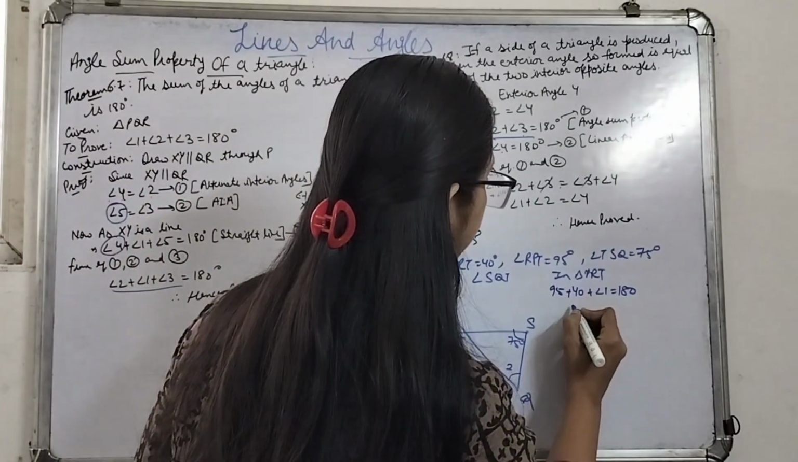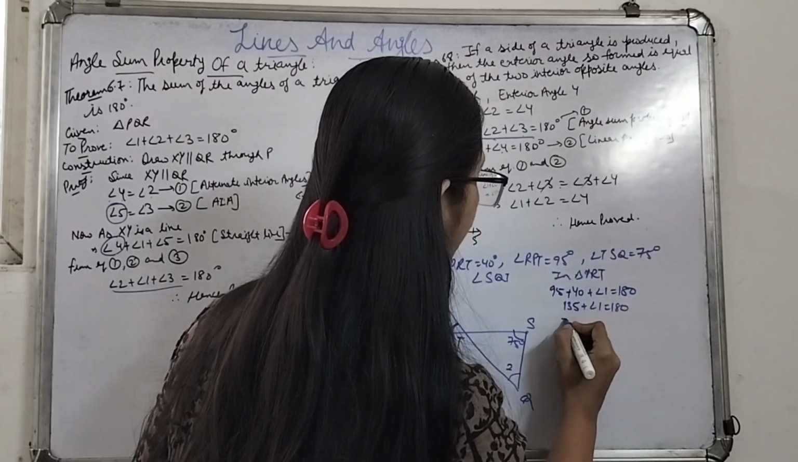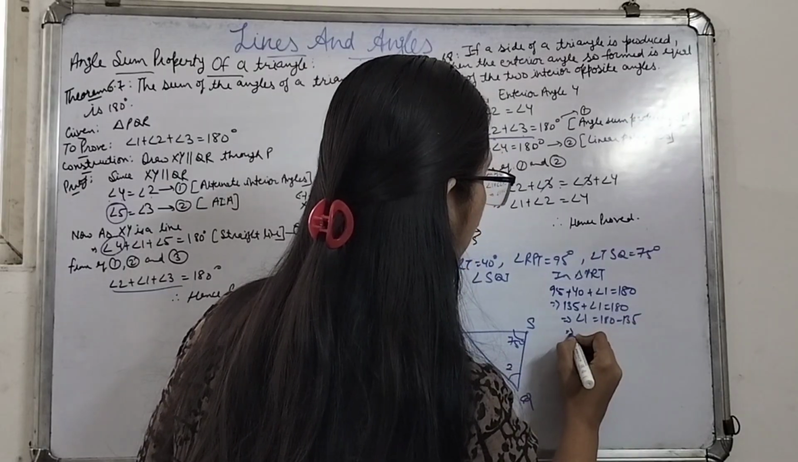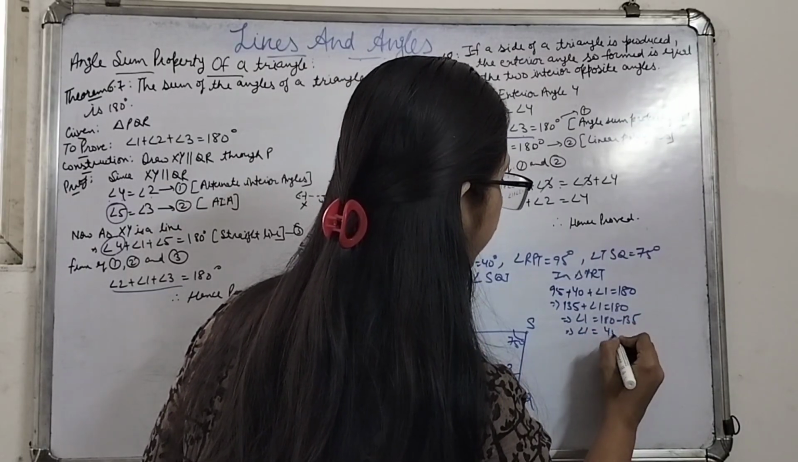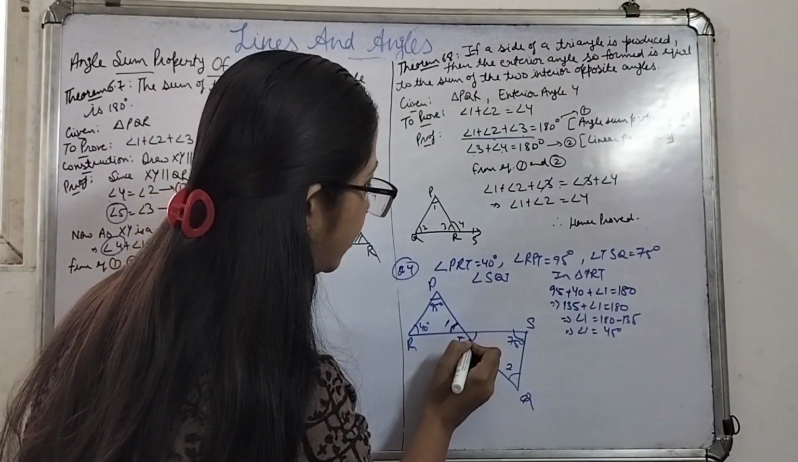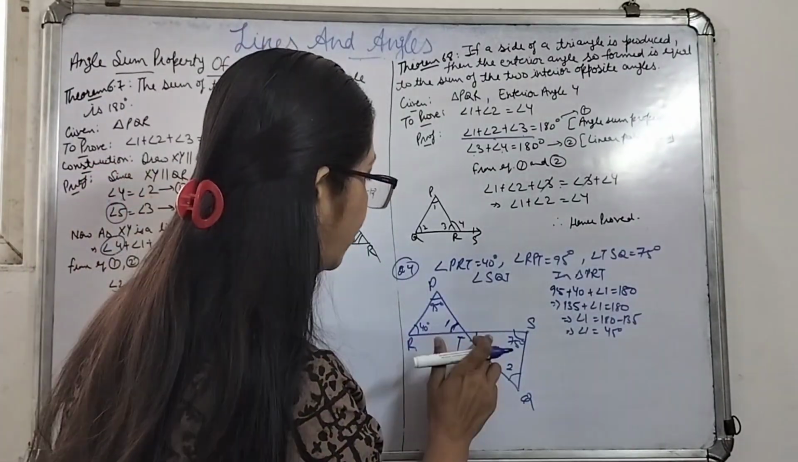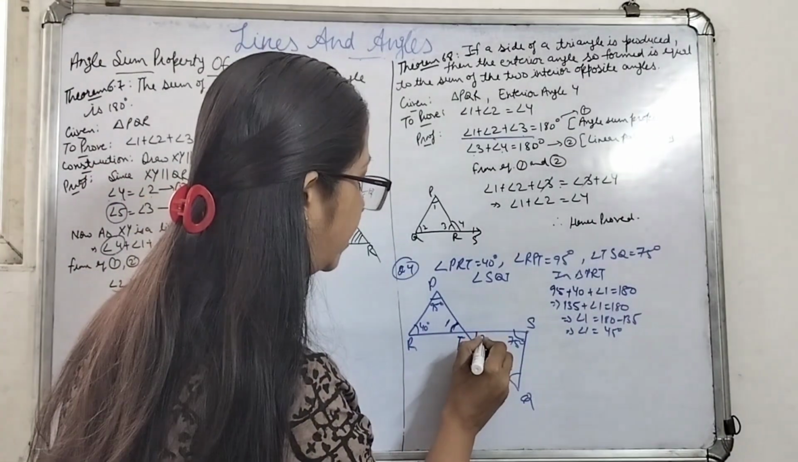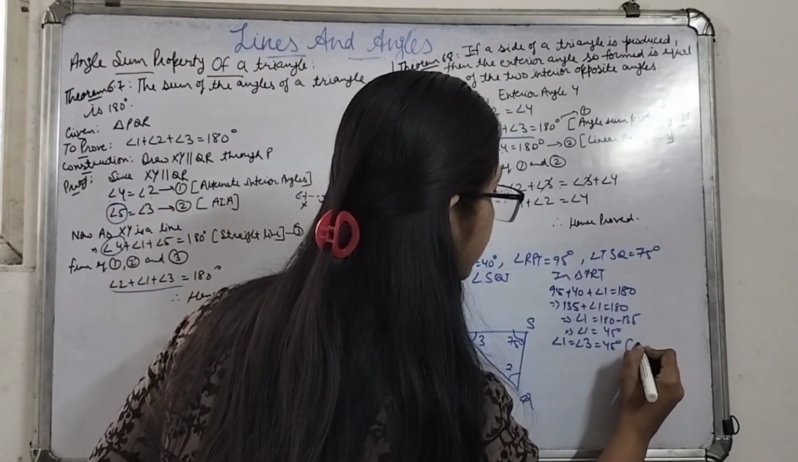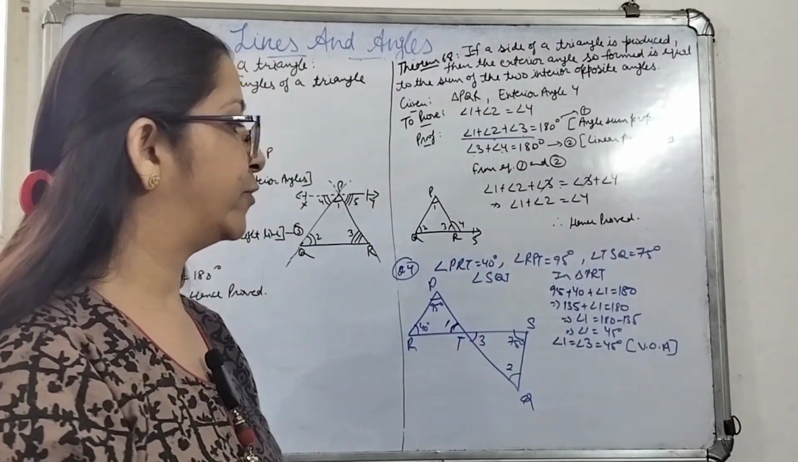Adding, 135 plus angle 1 is 180 degrees. So angle 1 is 180 minus 135, which is 45 degrees. Now if this is 45 degrees, this angle will also be 45 degrees because they are vertically opposite angles. Suppose this is angle 3. Angle 1 equals angle 3 equals 45 because they are vertically opposite angles.